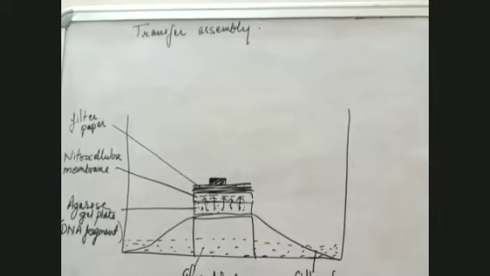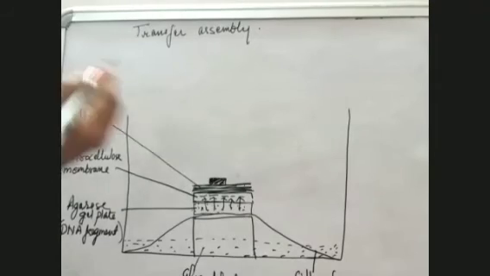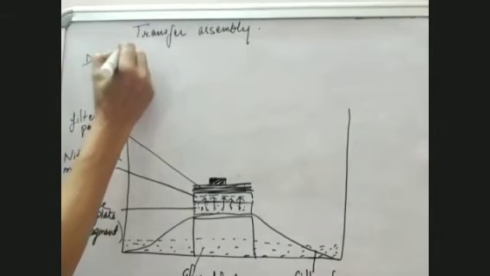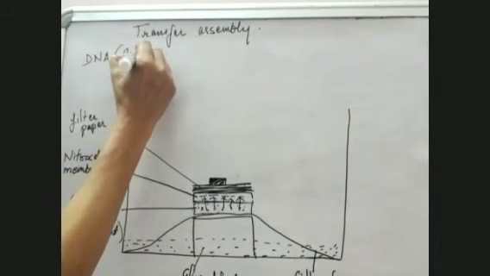Now, this process of removing the elution and transferring it to a nitrocellulose membrane, this complete separation of DNA. Elution of DNA means removing that DNA fragment from the agarose gel plate, and then transferring it to a nitrocellulose membrane. This is the biotechnological process in which DNA fragments are separated.